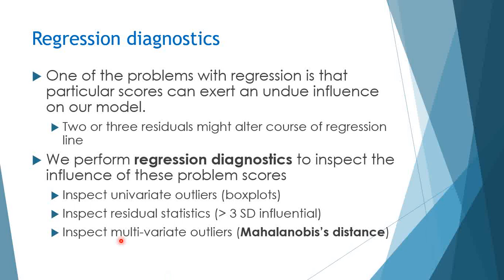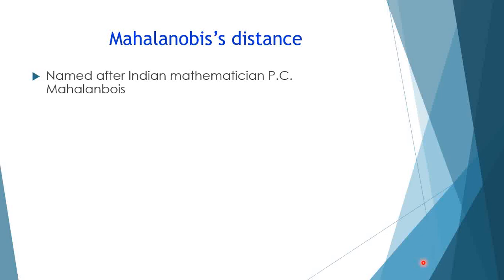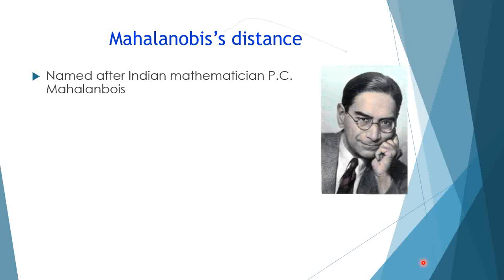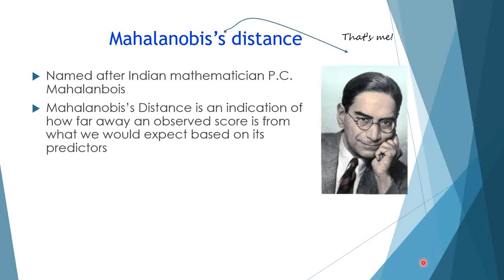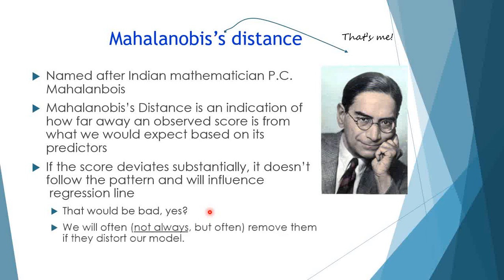And then we can inspect what we call a multivariate outlier. So instead of looking at one variable, it sees whether the case is unusual on all of the predictors in your data set. And we do this by using this thing called Mahalanobis distance. So Mahalanobis distance is difficult to spell. It's named after Indian mathematician P.C. Mahalanobis. That's him. And it's an indication of how far away an observed score is from what we would expect based on its predictors. If the score deviates substantially, well, it doesn't follow the pattern, and it will actually influence the regression line. And we can generate this Mahalanobis distance for every participant in the data set. And if it deviates substantially, that would be bad, so we want to try to avoid that. And we'll often, not always, but often remove them if they distort our model.